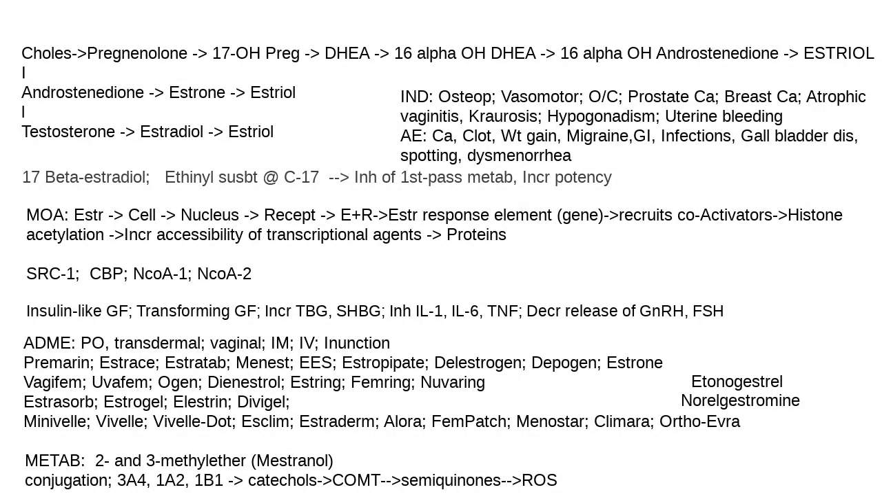In terms of the metabolism, your EES, ethinyl estradiol, undergoes hydroxylation to either 2-methyl ether or 3-methyl ether. The 3-methyl ether is also referred to as mestranol. You have some old oral contraceptives that contained mestranol.